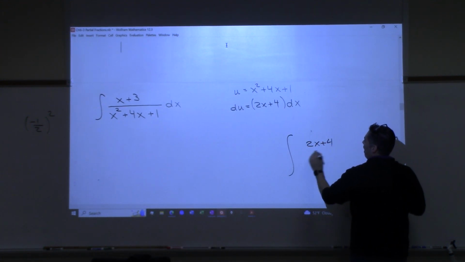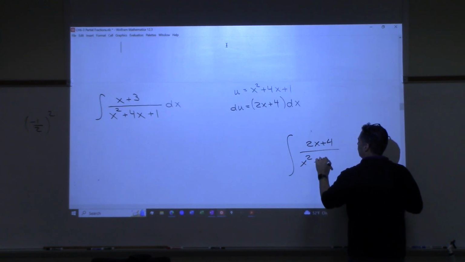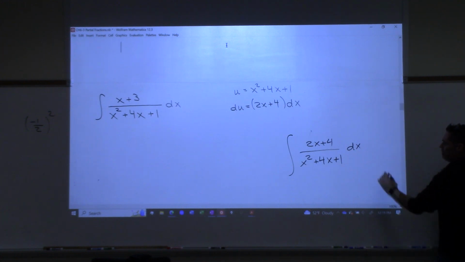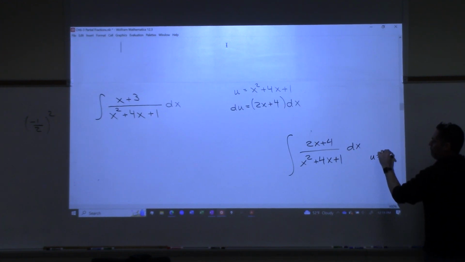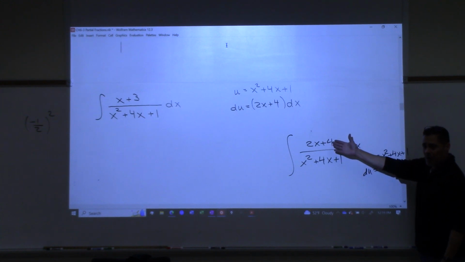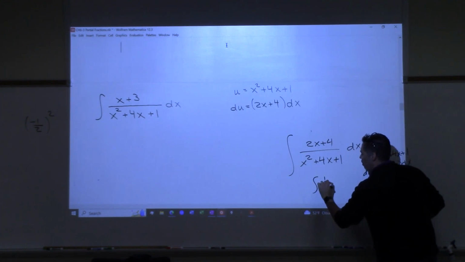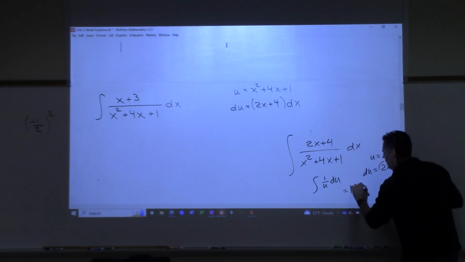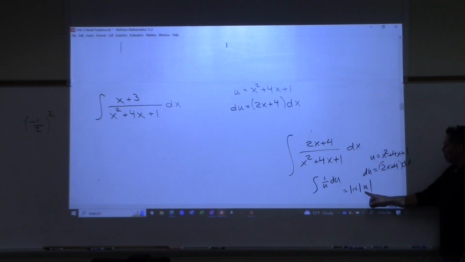What if this is what I had? What if that's exactly the problem this whole thing started off as? I would let u be the denominator, right? The derivative of that is 2x plus 4, which is exactly the top, right? So this is just 1 over u du, isn't it? Yeah. And then that's just natural log of the absolute value of u, but what's u? That. Do you see that?